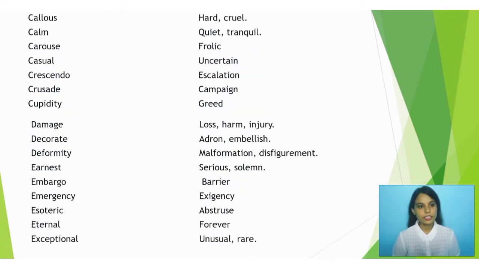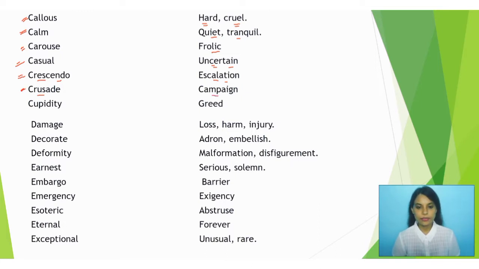Other synonyms include callous. Now, callous means very hard or cruel, you can say. Calm is there. Calm means like quiet, tranquil, not too much noisy. So, next is carouse. Carouse means frolic. Next word is casual, like you're going casual, like not very certain, like you're not providing that much effort to something, that's casual. Next is crescendo, and crescendo means escalation. Okay. Next is crusade.